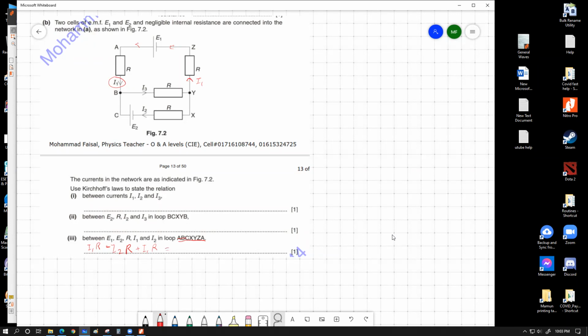Equals to, now we have to look at the EMF sources. Within this loop of A, B, C, X, Y, Z, A, we have two EMF sources. E1 is here and E2 is here. You need to have a look that E1, because of its polarity, which is the positive and the negative end, will try to produce a current in this orientation. This will be the natural tendency for the current direction for the source E1, which happens to be the same direction as our considered loop. So E1 should be written as a positive EMF source, whereas E2 will try to produce a current in the opposite sequence of our considered loop direction. E2 has a positive end over here, negative end over here. This is the opposite loop direction, so that's why this one is coming as a negative EMF. So minus E2. That's the entire equation.